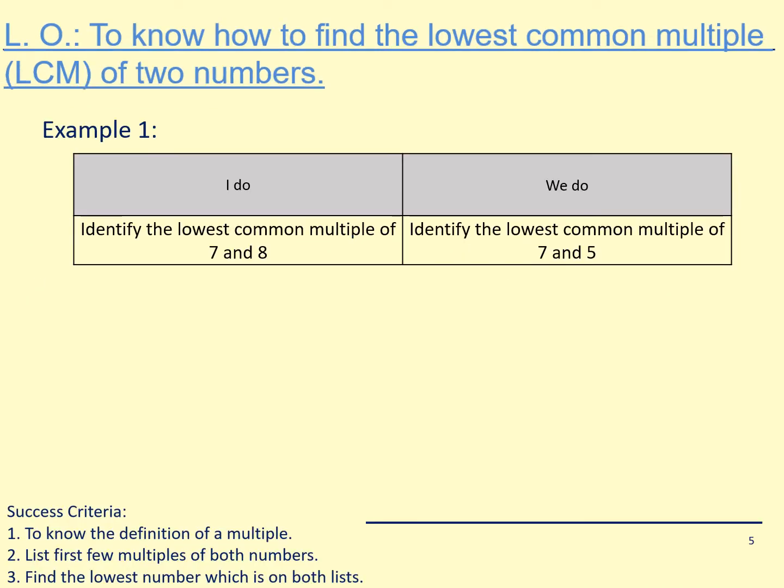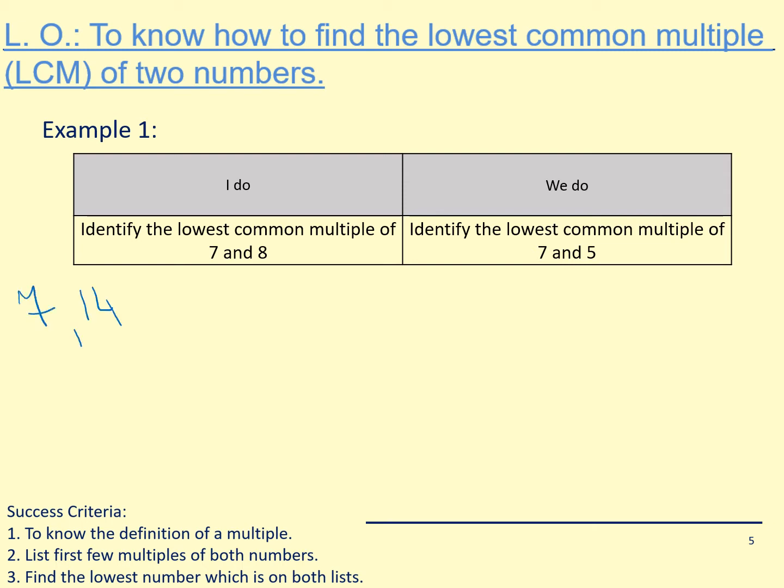Example 1. Identify the lowest common multiple of 7 and 8. Okay, and the definition of a multiple. So the multiples of 7 are numbers from the 7 times table. Now, success criteria: know the definition. I've just said what the definition is. List the first few multiples of both numbers. So I will list the first multiples of 7, so numbers from the 7 times table.